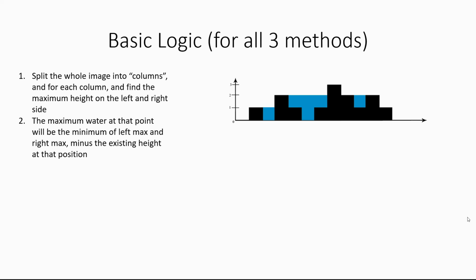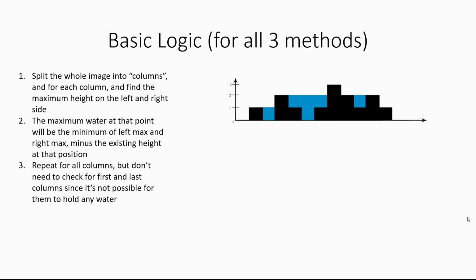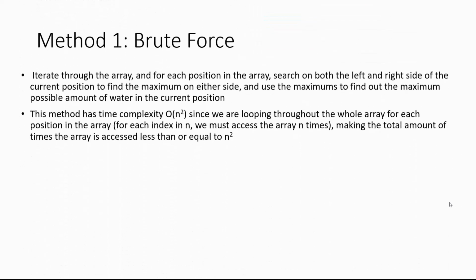We need to apply this formula for each and every column in the map except for the first and last positions, because it's not possible for the first and last positions to hold any water, since the water at those positions will just flow off to the side. Now let's take a look at the first method, which is brute force.